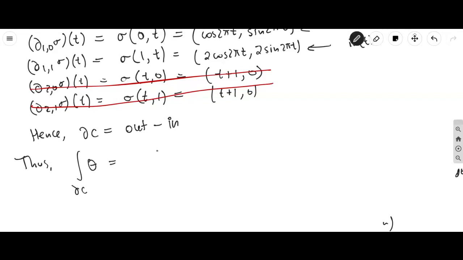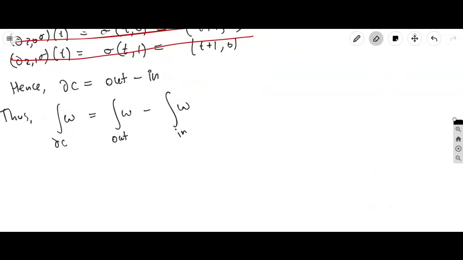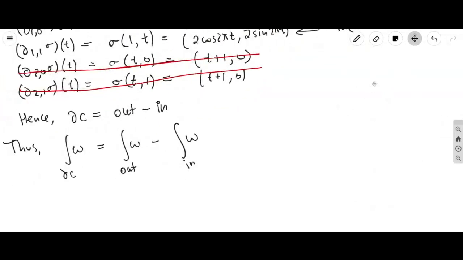of omega. So that would be, because you integrate linearly over chains, the integral of out of omega minus the integral of in of omega. So you have to calculate what those are to get your answer. And so let's do one of them. Let's do the one that's on the outside to see what we get for this one.